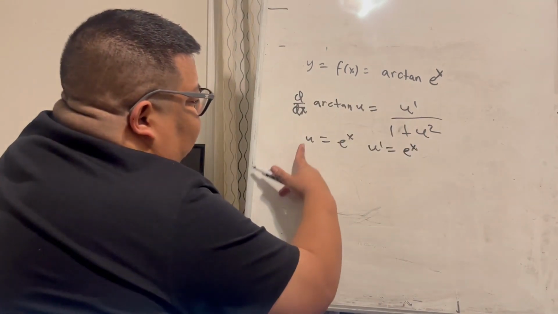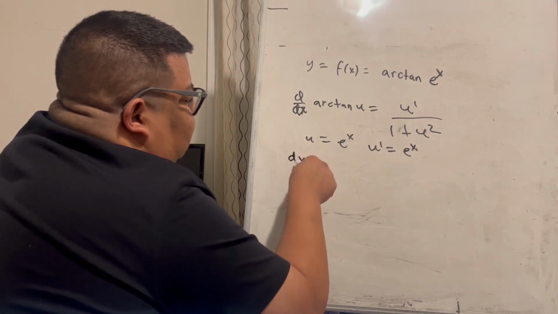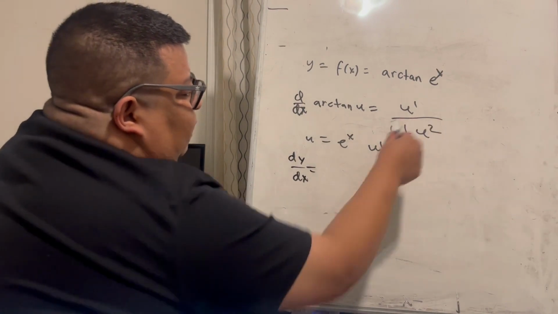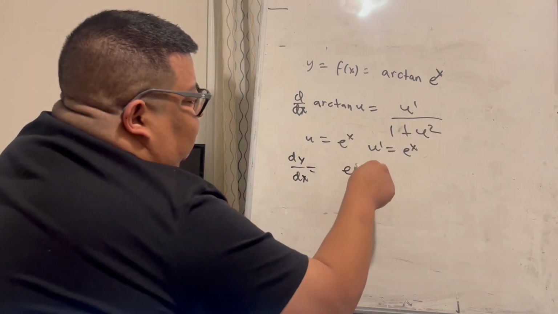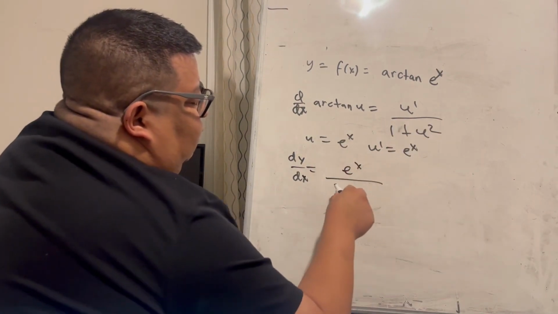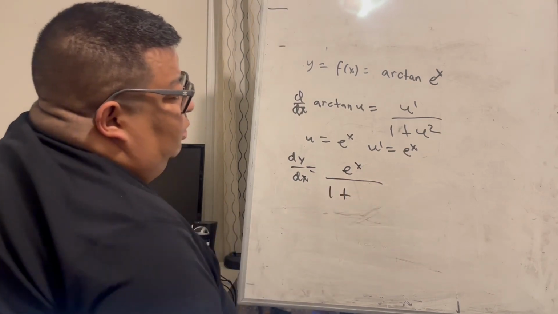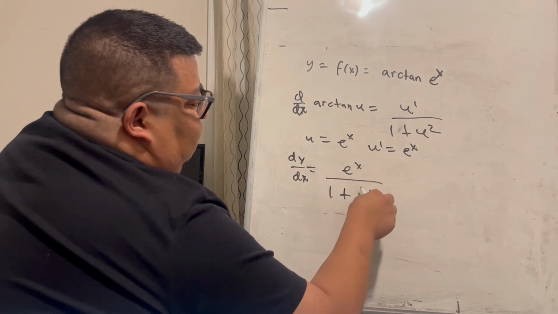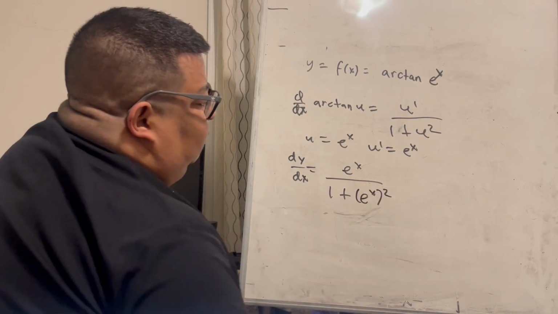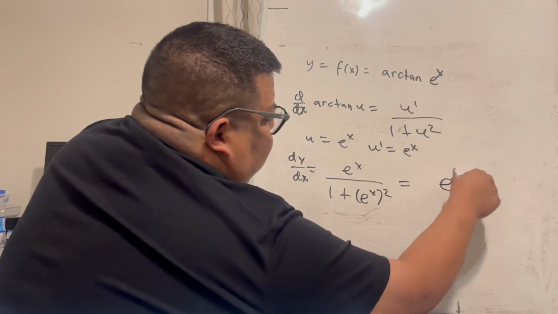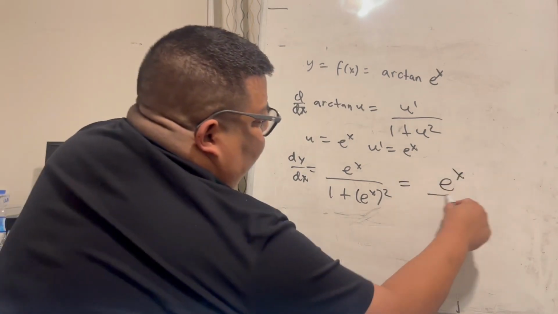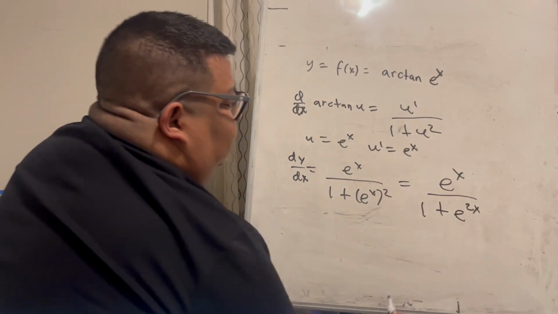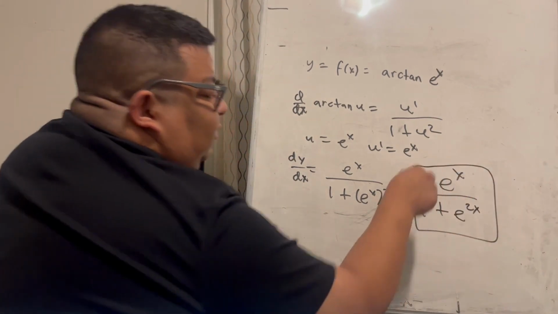Okay, so we start: dy/dx is equal to u prime, which is e to the x, over 1 plus u squared, so it's e to the x squared, and that's equal to e to the x over 1 plus e to the 2x. And that's our final answer.